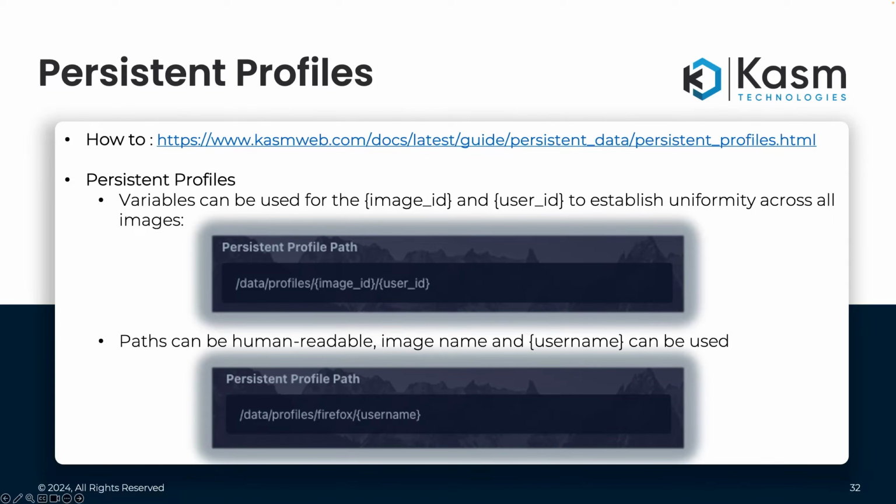Persistent profiles, so we're able to leverage variables when configuring these paths. We can use image ID or user ID to establish uniformity across our images. Our paths can also be human readable. If we used image ID and user ID, the string of numbers used in there may not be readily identifiable when looking at it on the disk subsystem. And so we do have the flexibility for it to be human readable. So in this case, if you know that the image is Firefox, we use Firefox and then maybe username, to make it easier to find.